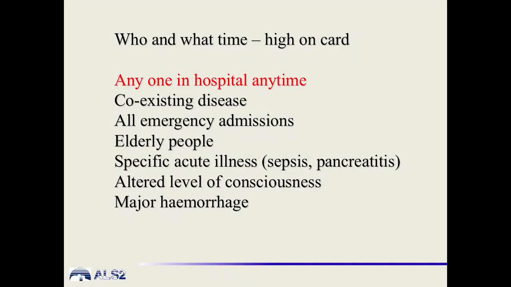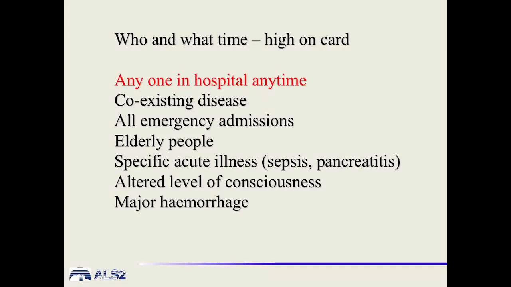Now, I said a lot of patients nowadays come very late. We can't stop that. So what shall we do? Shall we say that we can recognize the high-risk patients who are coming to the hospital and give them more attention? What are the patients who are high risk? The patients who have coexisting conditions, all emergency admissions, elderly people. What is elderly? More than 65 years of age, right?